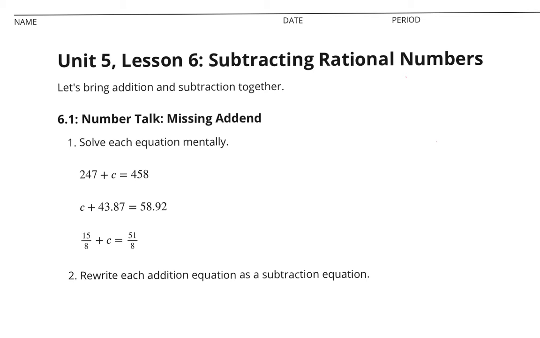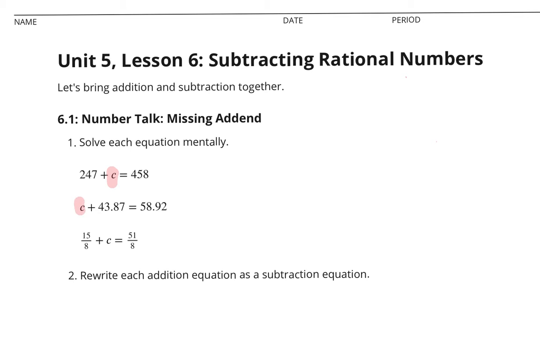So we're talking about having a missing addend here. Do you know what an addend is? An addend is one of the things that you add. Those two things are called addends. And in this case, we know it's 247 plus something gives me 458. And the question is, what is that missing addend? Can you figure it out?